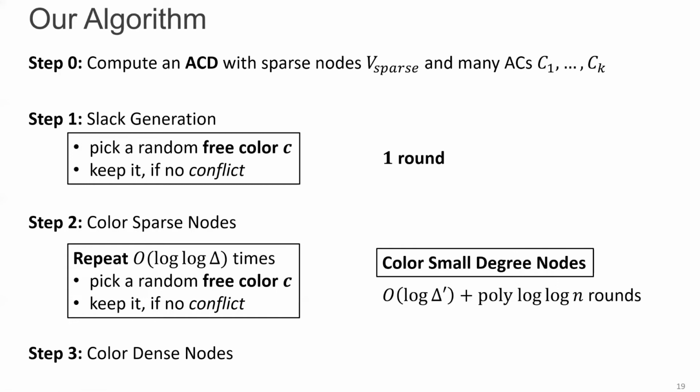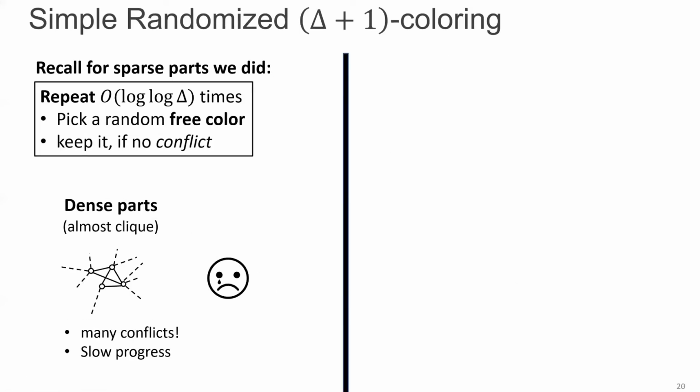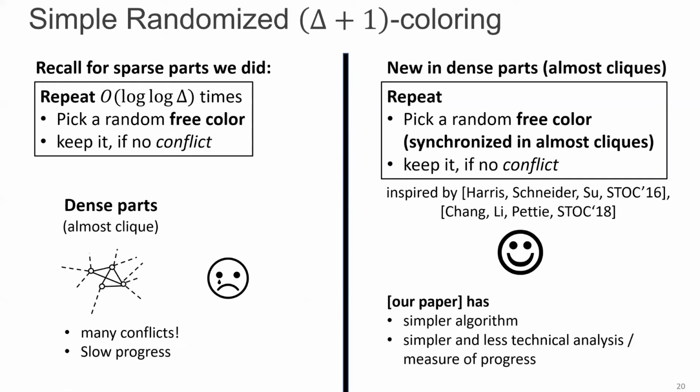So everything that is left after step 2 here is that we need to color the dense nodes. But this is quite a bit more challenging, because if for the dense nodes we would just take the same algorithm here, let everyone just take a random free color, then you would have many, many conflicts, because there are a lot of edges in these dense parts and the progress would be very slow. So instead, and this is also inspired at least by previous work, but our setting is a bit simpler and has in particular a much simpler algorithm, we synchronize the color trials within the dense parts.